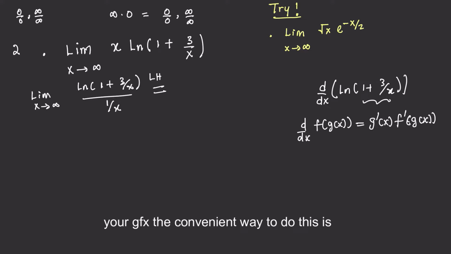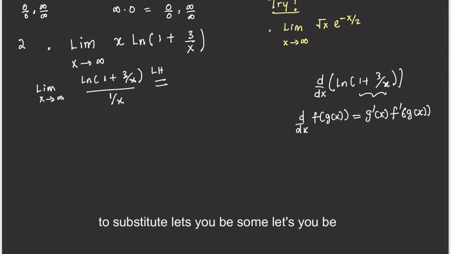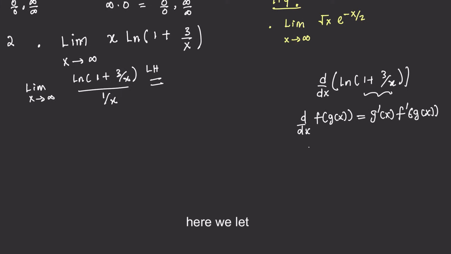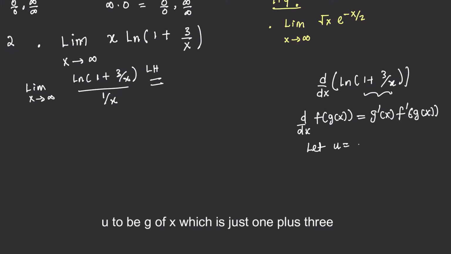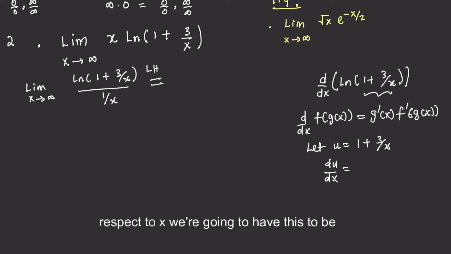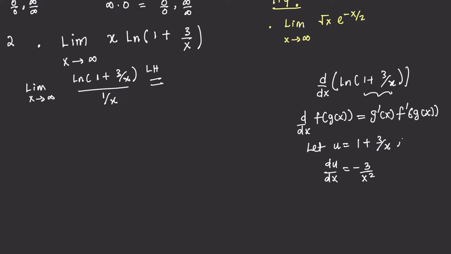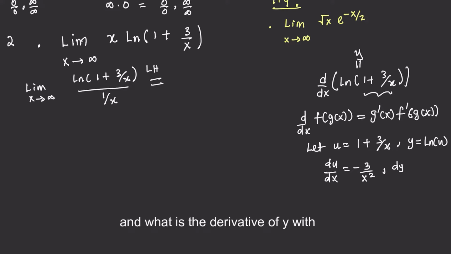The convenient way to do this is to let u be g of x, which is just 1 plus 3 divided by x. If you take the derivative with respect to x, we have negative 3 divided by x squared. Let's call this function y, so y is ln of u. What is the derivative of y with respect to u? Here we want the derivative of f with respect to g of x, so we take the derivative of y with respect to u, which is 1 over u.